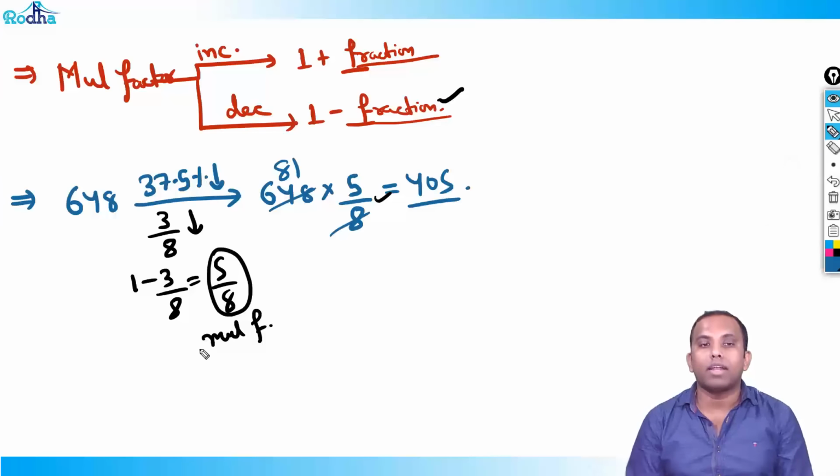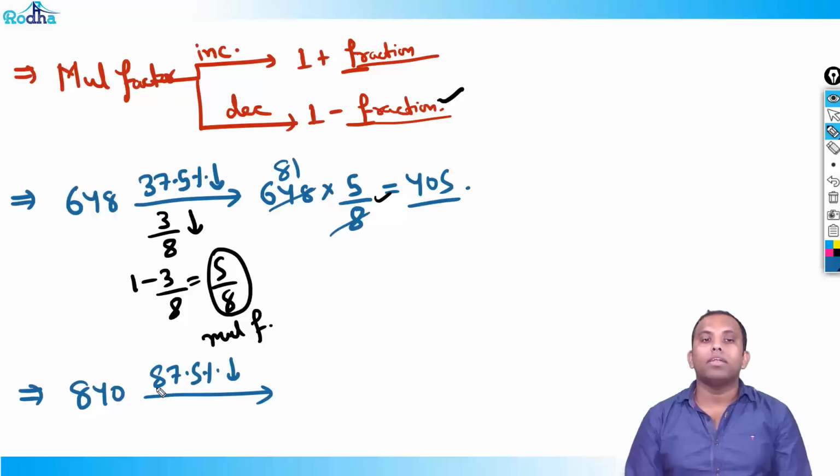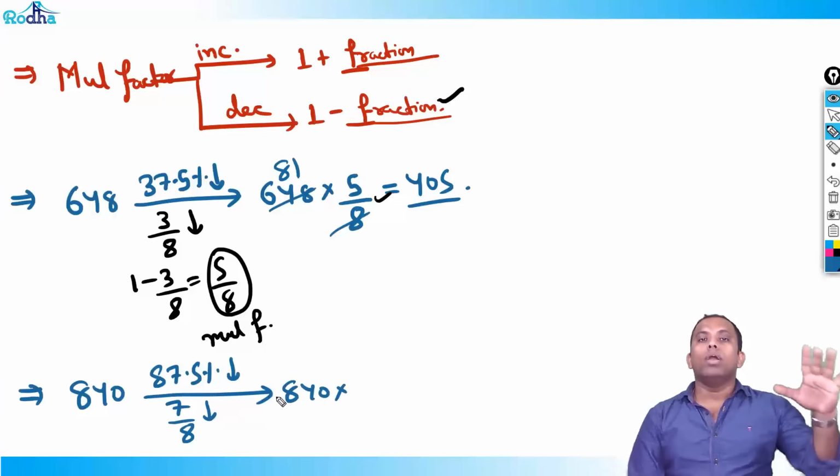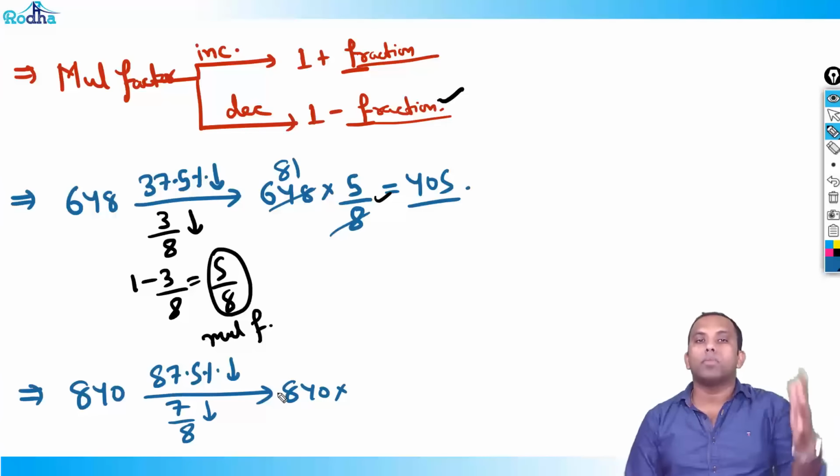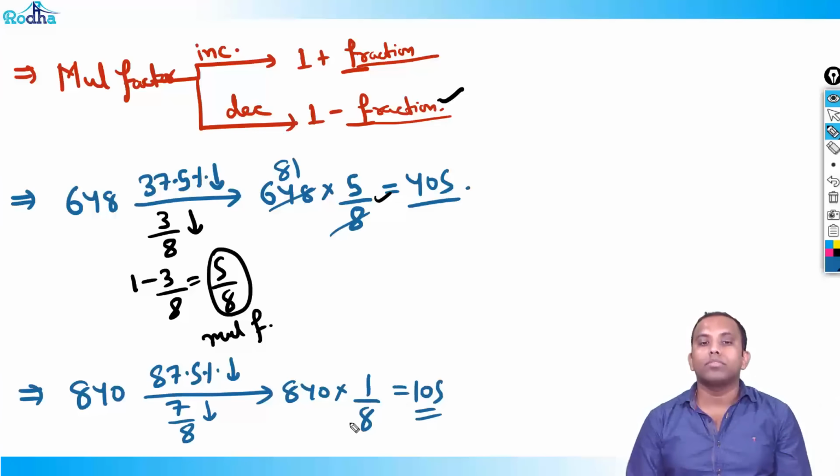Okay, last slide we did this. 840 to be decreased by 87.5%. So think in mind, what is the fraction value at 87.5%? 7 by 8. So 7 by 8 decrease. So 840 into what? Into 1 minus, for decrease, 1 minus 7 by 8. That is 1 by 8. That's it. What is the answer? The answer is 105. This 1 by 8 is the multiplying factor, right?